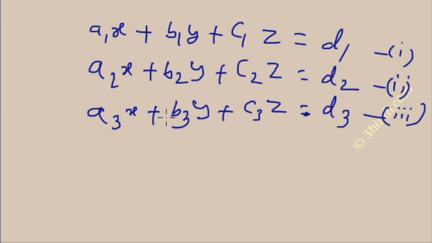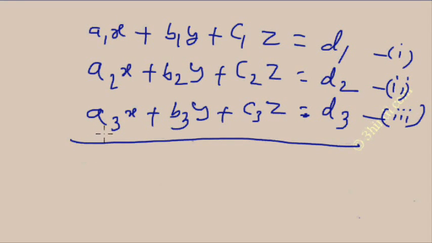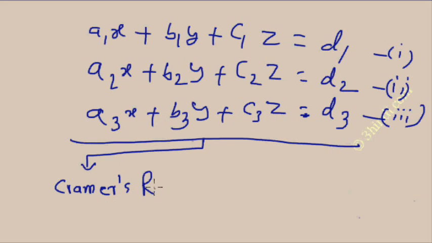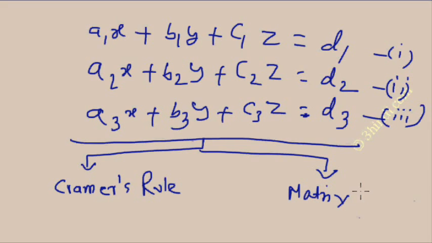So to solve this type of equation, there are two easy ways by which you can solve for x, y, z. You can solve this type of linear equations with 3 variables or more by using Cramer's rule. The first easy method is Cramer's rule. And the second is the matrix inversion method.